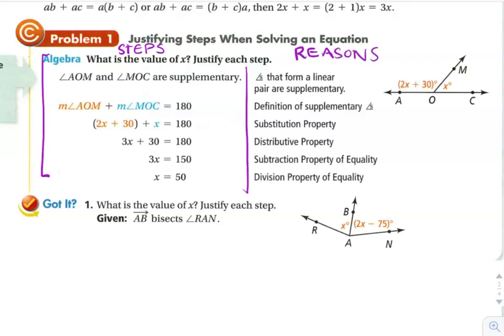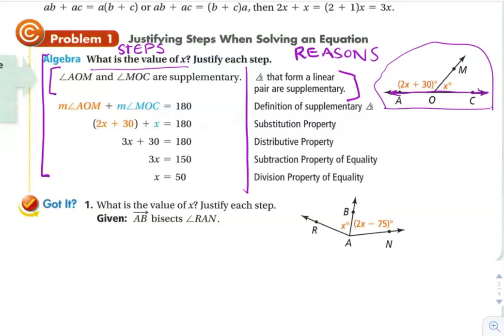All right, so say I'm given the problem that you can see on the right. I'm trying to find the value of x. It goes with this diagram here. You can show every step. So we'll start with the statement here: angle AOM and angle MOC are supplementary. And the reason for that is that we know that a linear pair is always supplementary. Based on the diagram, I see that this is a straight line, so those two angles are going to be supplementary.